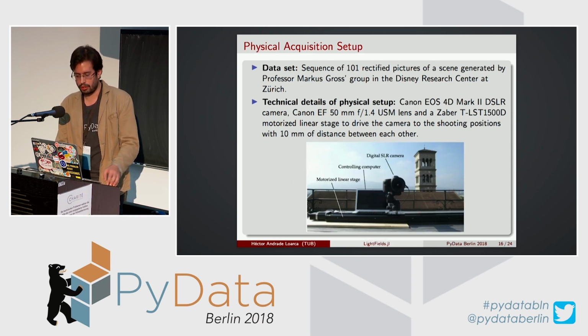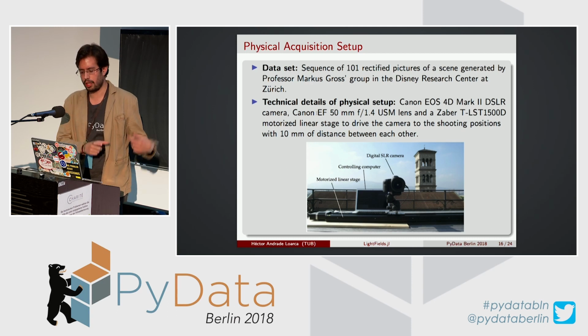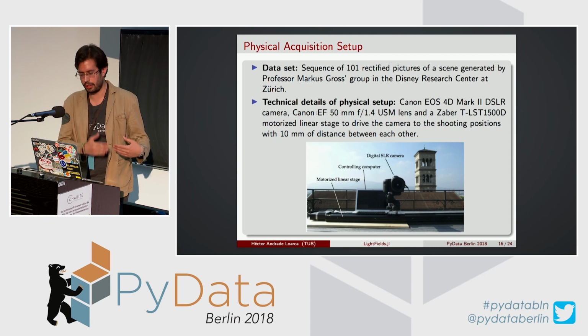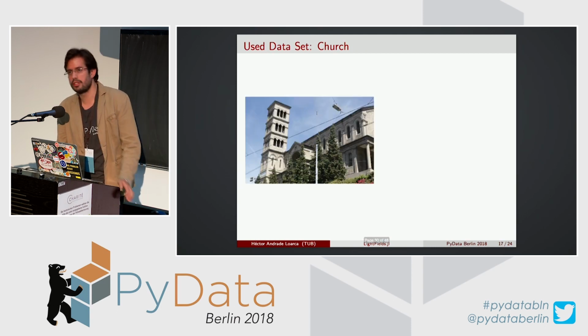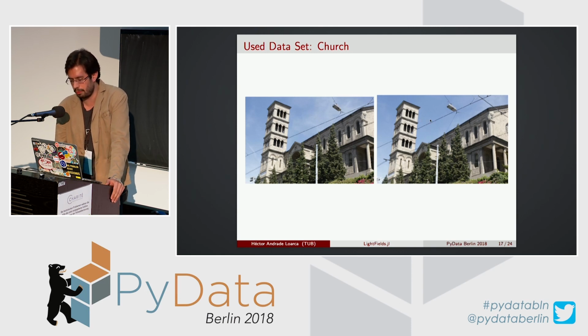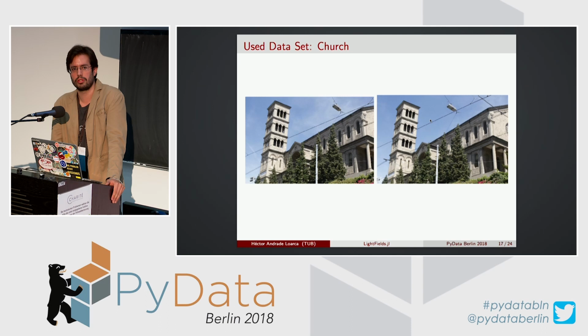It's a Canon camera, and you move the Canon camera on a motorized linear stage that will move the camera to each of the views that you want to get. This is the first image, and this is the second image. It doesn't look so different. But this is the first image, and this is the last image of the sequence. Doesn't look so different, but with this difference, you can actually recover the depth pretty well. So you don't really need to have a huge setup.